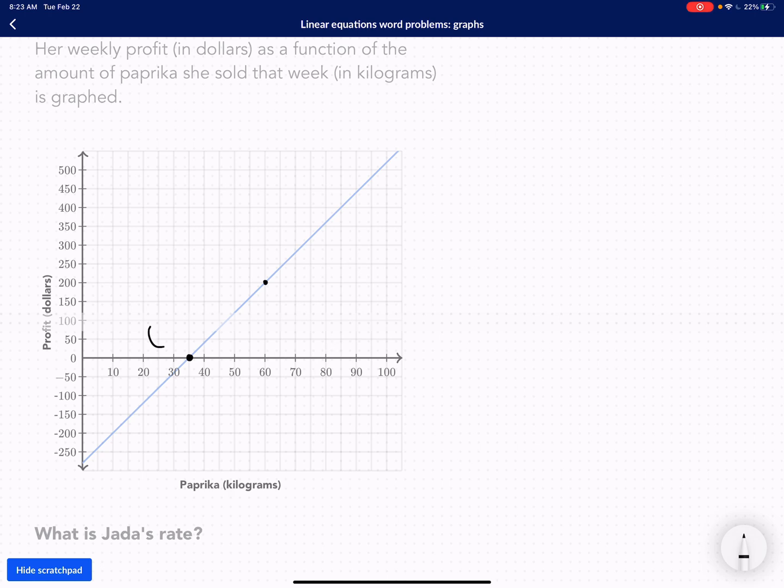So that's going to be (35, 0), because right between 30 and 40 is 35, and the y coordinate is 0. And that's going to be (60, 200): the x coordinate is 60 and the y coordinate is 200. Let's find the rise. The rise is from 0 to 200, so the difference is 200. That's my rise, which is my dollars.